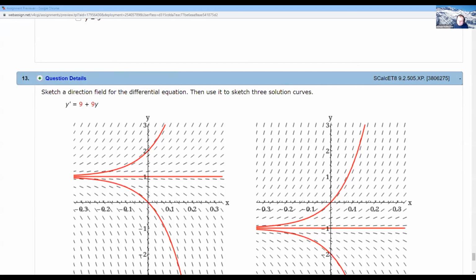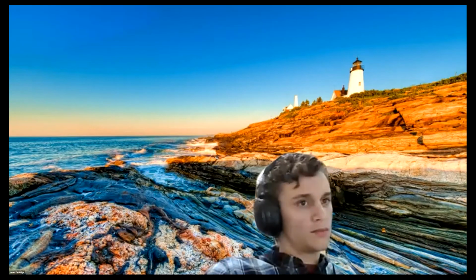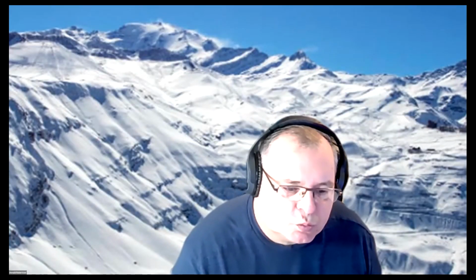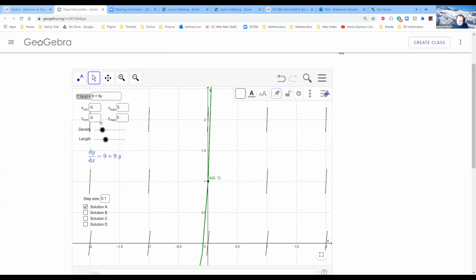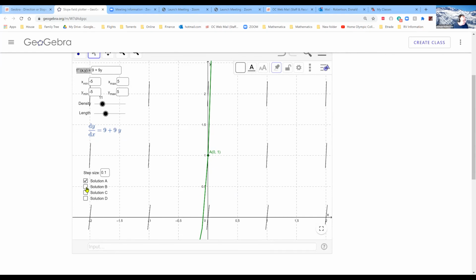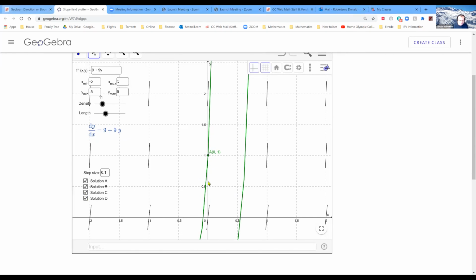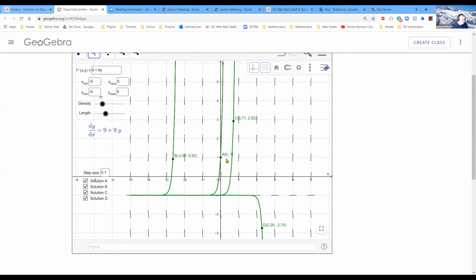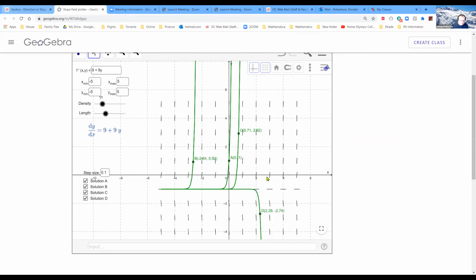You're looking at GeoGebra right now? Yeah? No. Okay. Let me try again. Got so many windows open now, I'm not sure where I'm pointing. You're looking at it now? Yes. Okay. So we have 9 plus 9y. That's good. I'll put in some points. I'm going to zoom back a bit. Okay. They're kind of random points, so interesting.